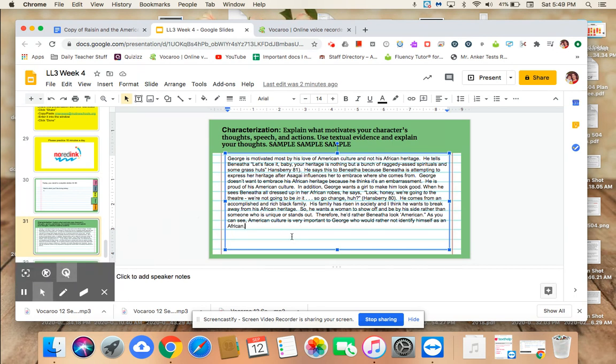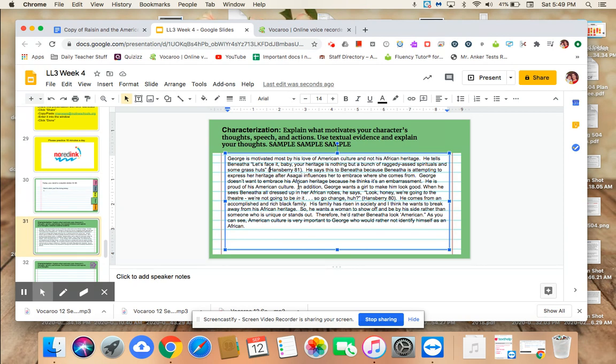Okay, so before I say I'm done with this, I'm going to proofread it one time. I'm just going to read it out loud and make sure it flows and sounds good. So George is motivated most by his love of American culture and not his African heritage. He tells Benita, let's face it, baby, your heritage is nothing but a bunch of raggedy-ass spirituals and some grass huts. Oops, I'm missing my parenthetical. He says this to Benita because Benita is attempting to express her heritage after Asagai influences her to embrace where she comes from. George doesn't want to embrace his African heritage because he thinks it's an embarrassment. He's proud of his American culture.